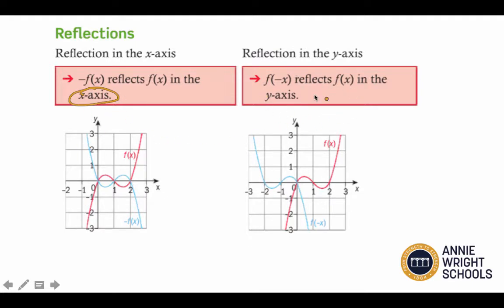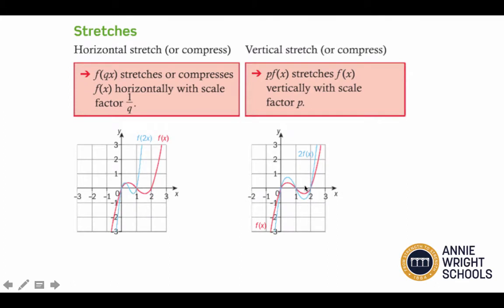This one I think is actually really cool. Negative on the inside flips it over the y-axis, because it takes an x value like positive 1, and now negative 1 is acting like positive 1. And negative 2 is acting like positive 2. And positive 1 is acting like negative 1. Then we have stretches. Oh, sorry.